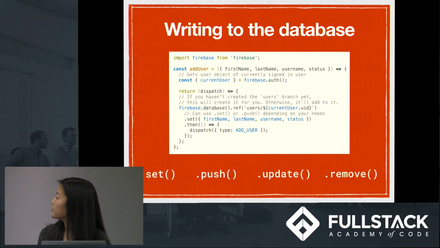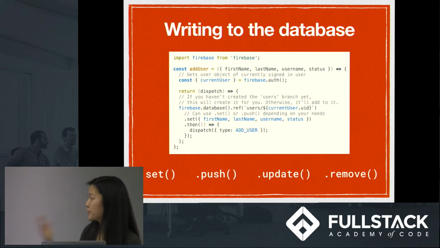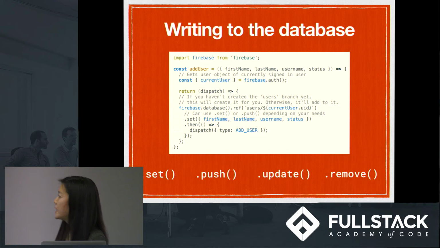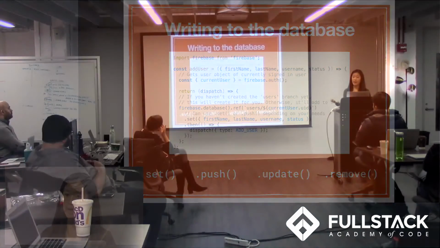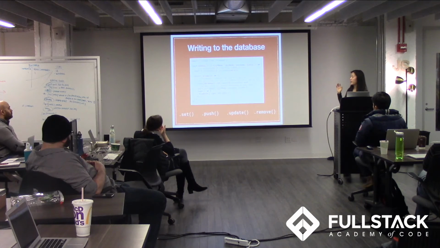So here's an example of how you might write to the database. I'll just walk through the code line by line. So first, you want to import Firebase from Firebase. Because we have configured our own Firebase project elsewhere in the app, when you're doing this, it's not just like requiring a node module. When you require Firebase like this or import it, it actually has your project information. So this is a function that I wrote to add one user to the database.